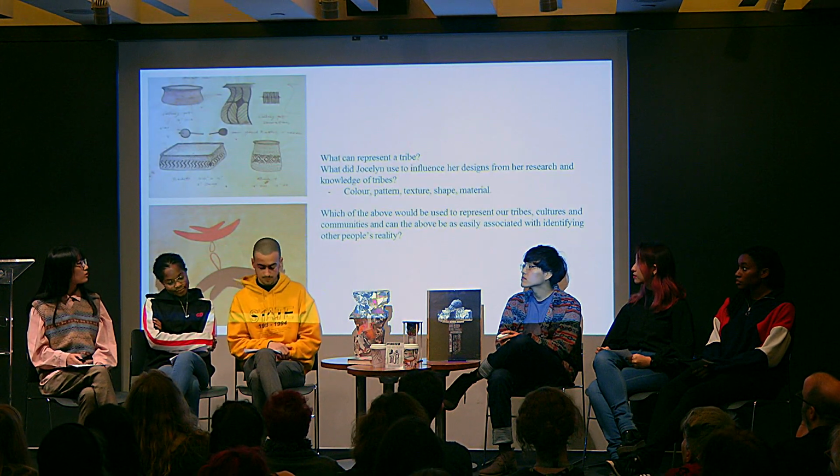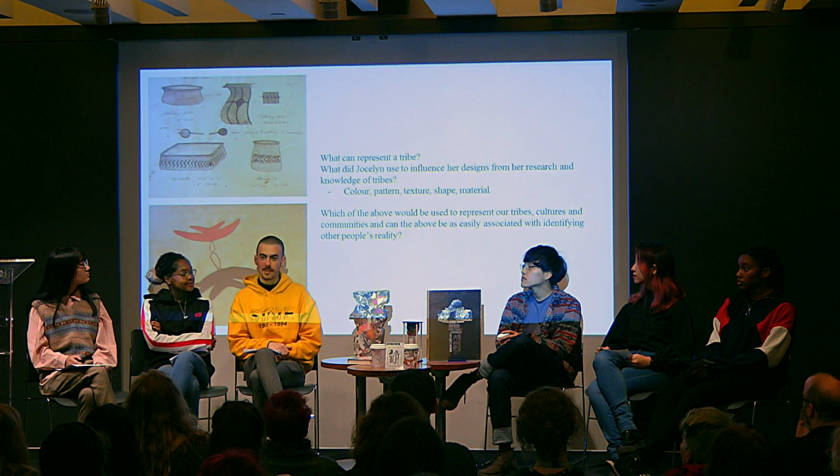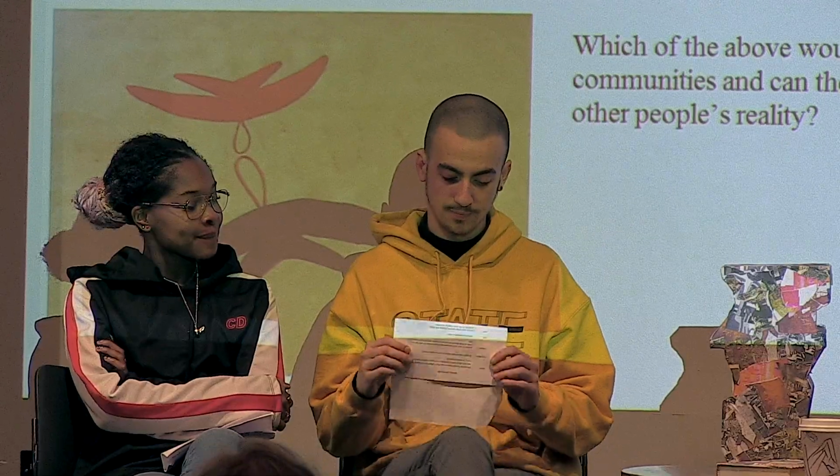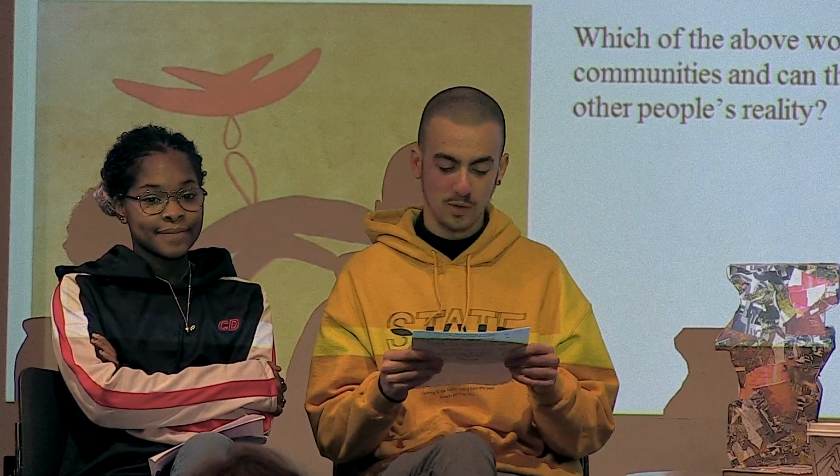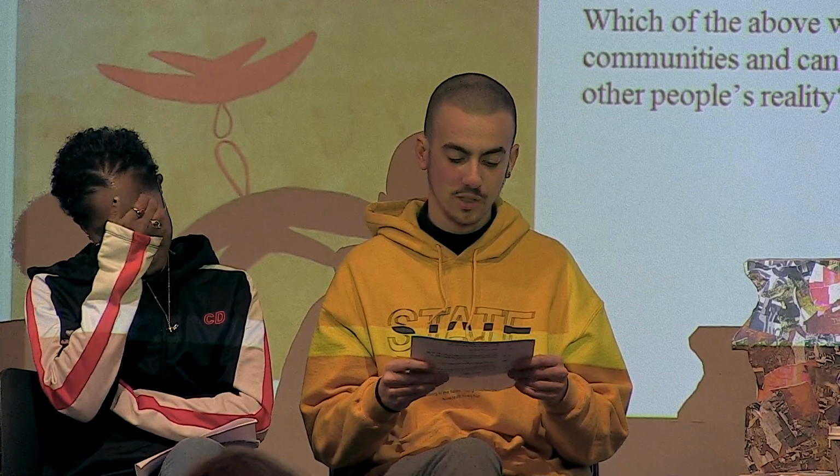What can represent a tribe? Jocelyn used colour, pattern, texture and shape. Could we do the same thing for our tribe? For Savages, Jocelyn created these totem poles, which were used to represent the tribe and their culture. I started thinking about how my culture, community and tribe will be represented by someone who isn't a part of it. A huge part of my life is my sexuality, and associated with that, unfortunately, is an app called Grindr.